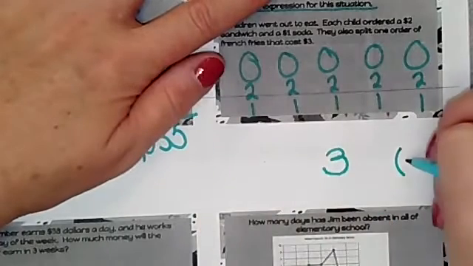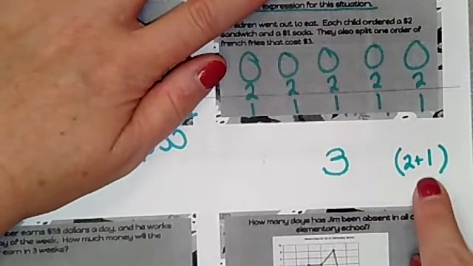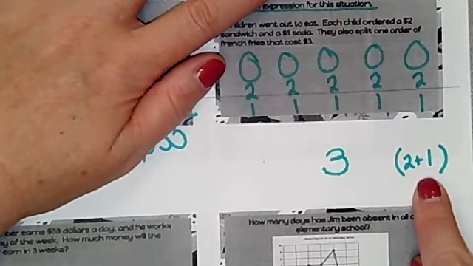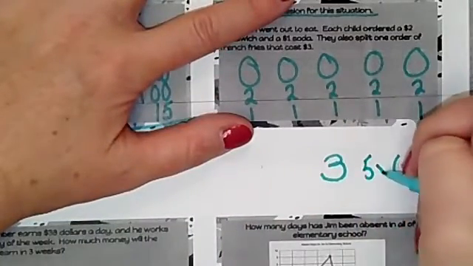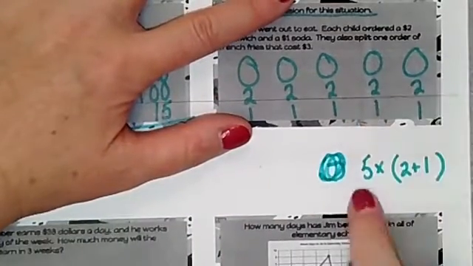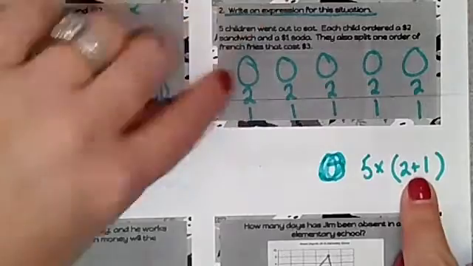Okay, so Emily says add the soda and the sandwich together. So add the 2 and the 1. 2 plus 1. Good. Now what? How many kids are we going to multiply that by, Emily? Very good. So it's 5 times, here, cross this out. 5 times 2 plus 1, because every kid has 2 plus 1, right?